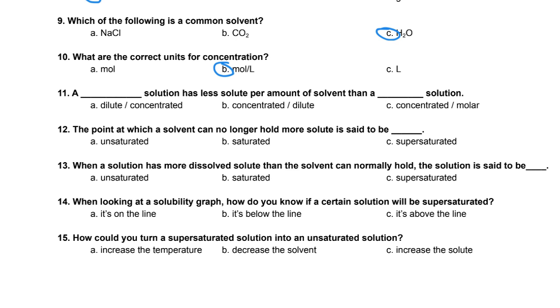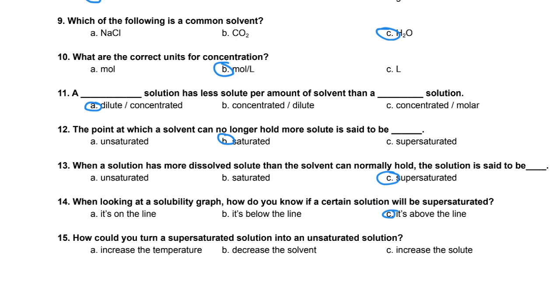Number 11, a dilute solution has less solute per amount of solvent than a concentrated solution, so that's option A. Point at which can no longer hold more solute, that is saturated. And then next one is supersaturated. If something is supersaturated on a solubility curve, it will be above the line.